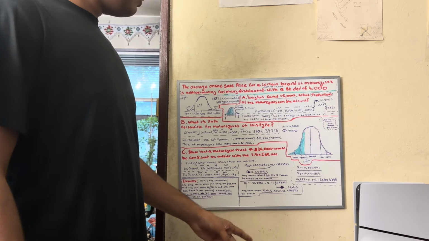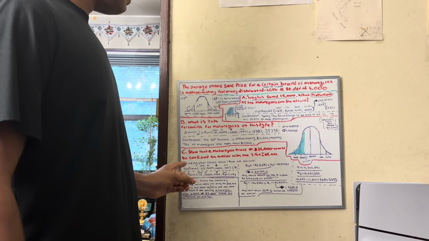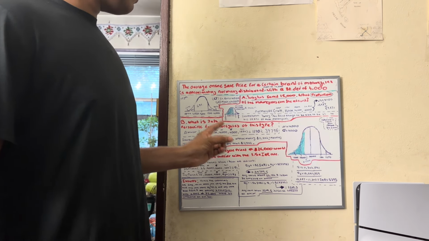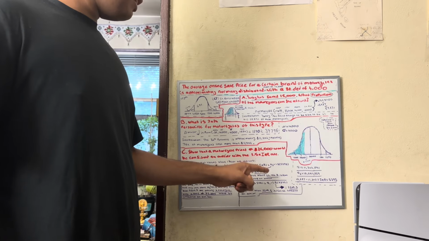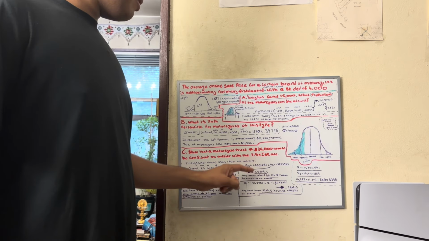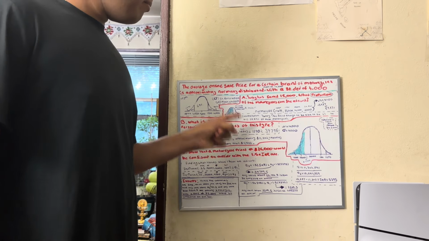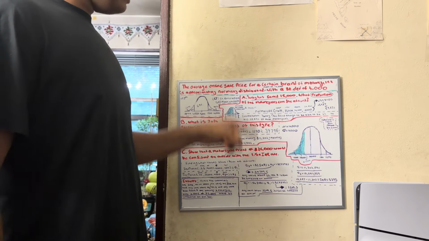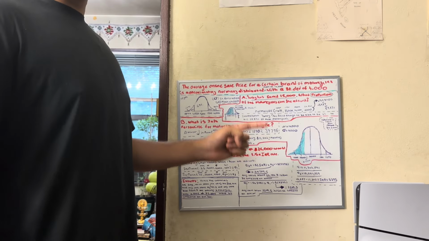So, using that, how can we answer this question? Now it says, show that a motorcycle priced at $26,000 would be considered an outlier. $26,000 is above the limit here, which is $24,789.5, determining the answer that yes, 26,000 is considered an outlier using the IQR rule.